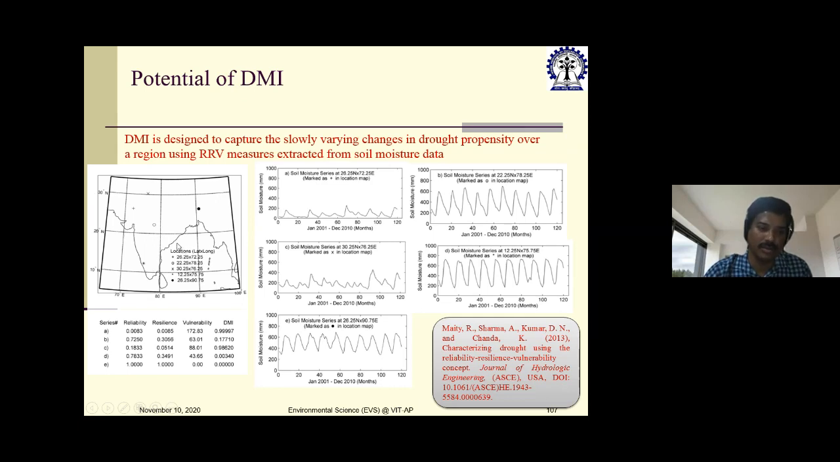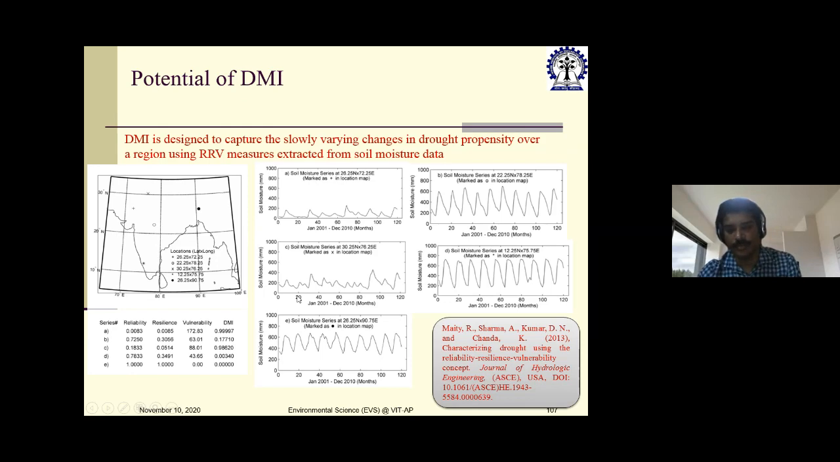And over time, for a particular region, if it is gradually becoming drought prone, if more and more droughts are expected there, then a long-term strategy has to be taken. And that's why this index is named the drought management index. It helps us to manage the drought.